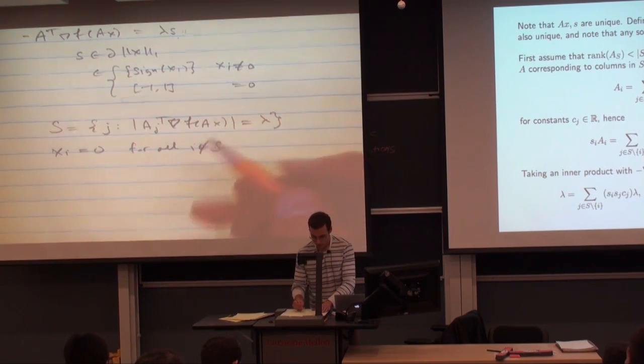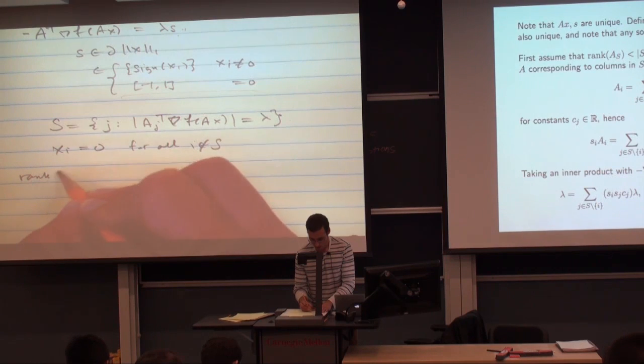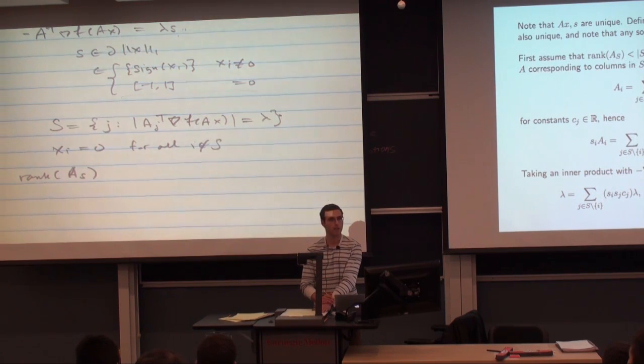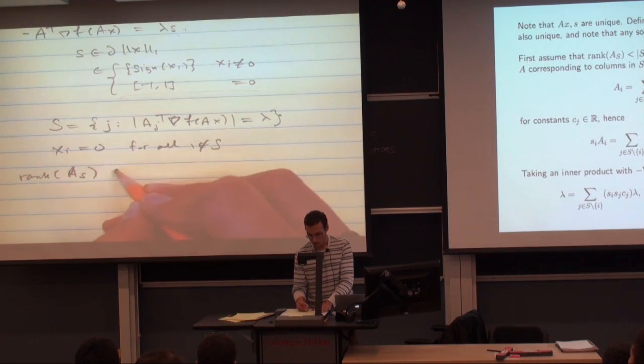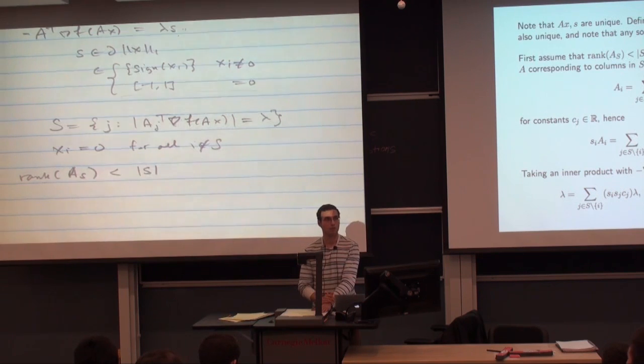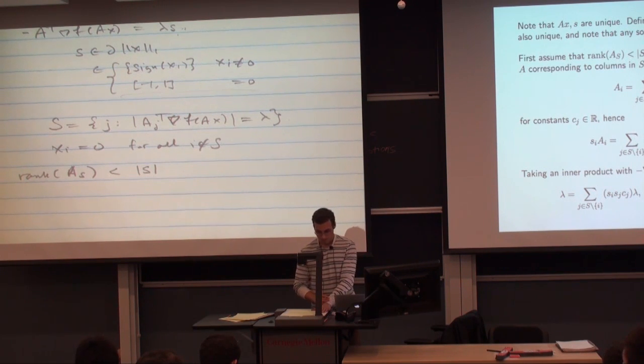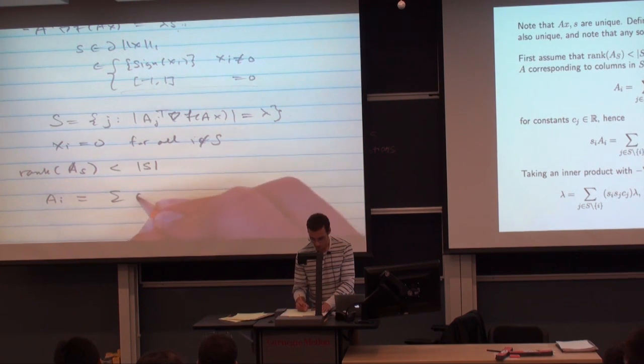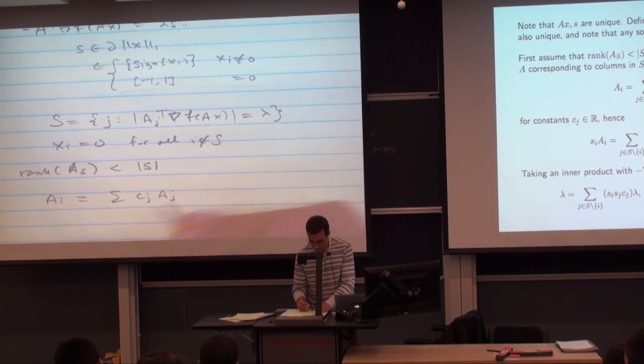So let's first assume that if I only look at the variables that have this equal correlation, equal inner product to lambda, they were not linearly independent. So their rank was strictly smaller than |S|. Then that means I can take one of them and write it as a linear combination of the rest: i in S, j in S, j not equal to i.